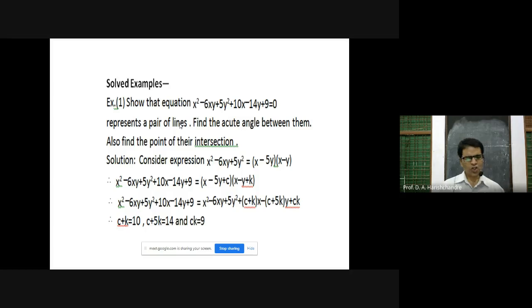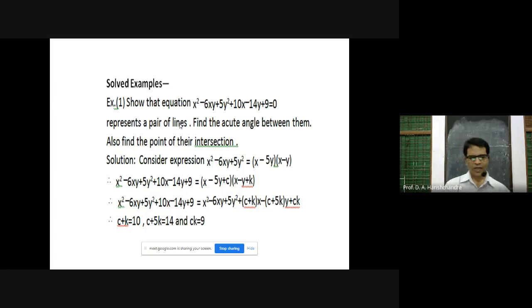Example number 1. Show that the equation x square minus 6xy plus 5y square plus 10x minus 14y plus 9 is equal to 0 represents a pair of lines. Find the acute angle between them. Also find the point of their intersection. Here in this example, three sub-questions have been asked. In the first sub-question, you have to show that this general second degree equation represents the joint equation of a pair of lines. To prove that, note that the above necessary condition cannot be applied.